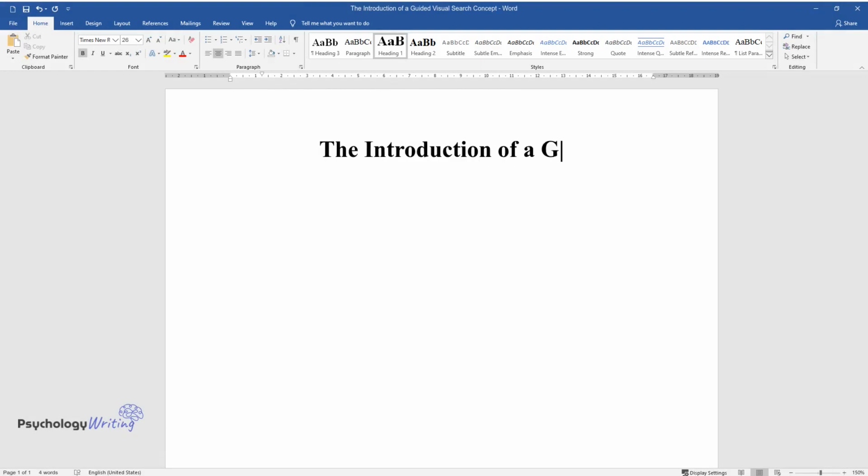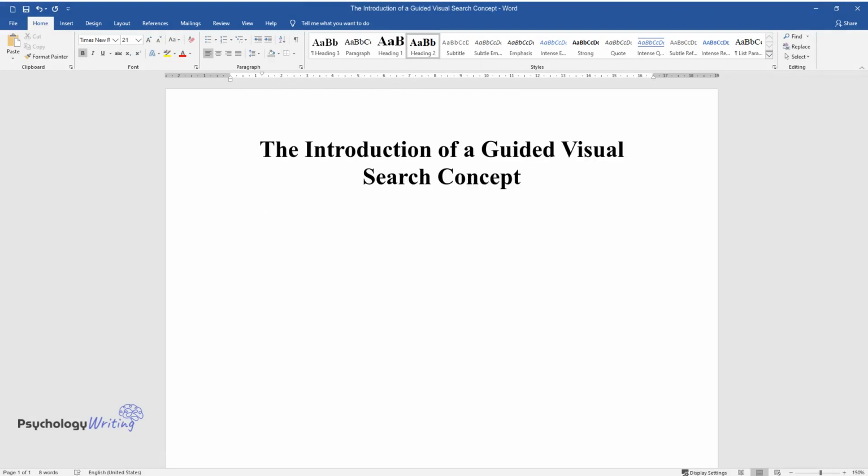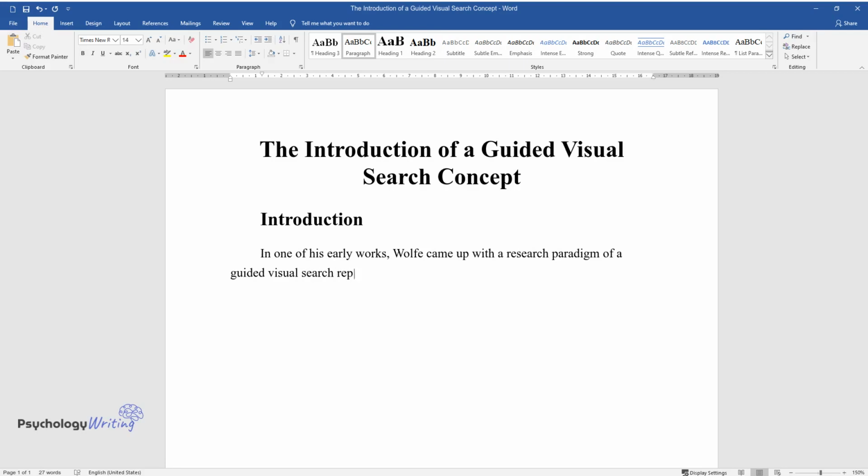The introduction of a guided visual search concept. Introduction. In one of his early works, Wolfe came up with a research paradigm of a guided visual search, replacing the traditional serial search approach and enhancing the feature integration model.